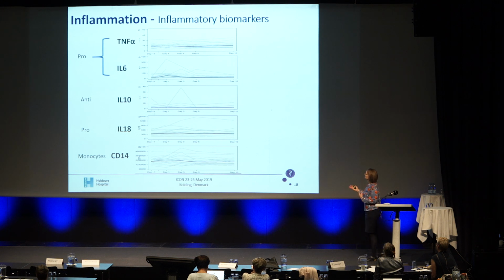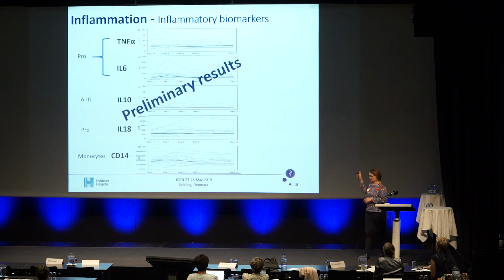But what about the inflammation biomarkers? Well, these 5 inflammation biomarkers were the ones we measured. The 2 highest up are what we call pro-inflammatory, and there's one anti-inflammatory and some monocyte markers down there. And what do we see here? That was what I asked my colleagues. We see absolutely nothing here. We see flat lines. What would we expect to see?